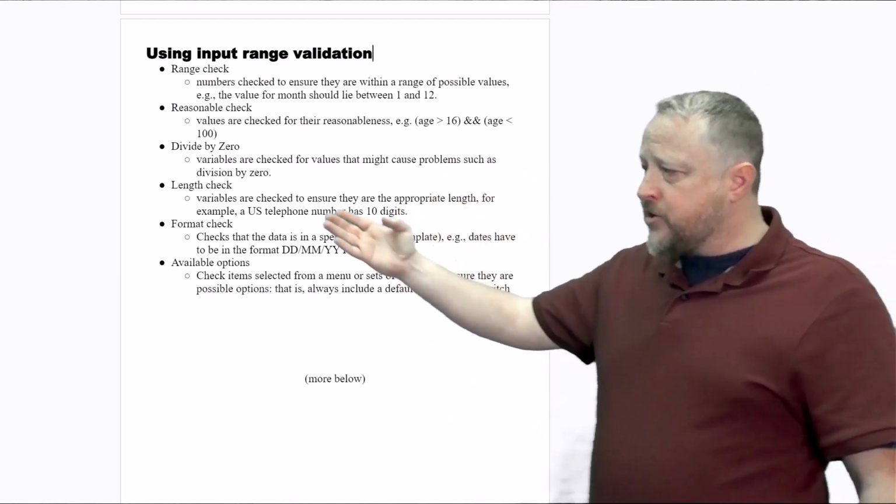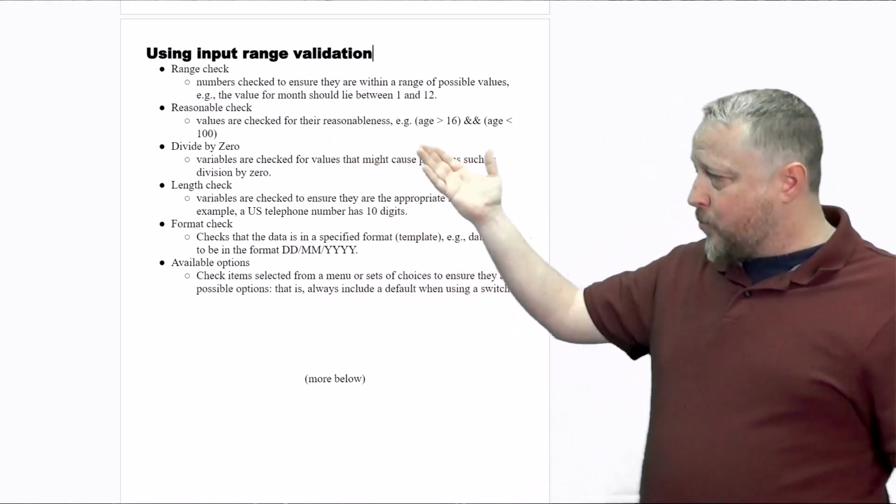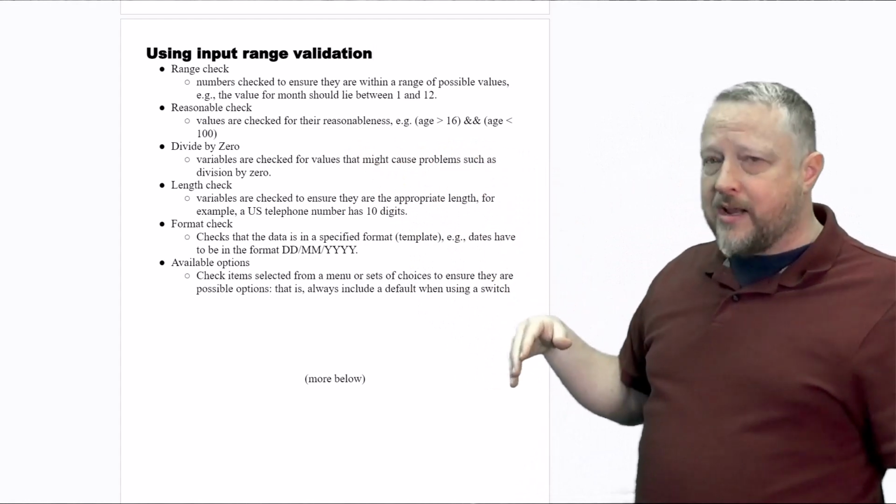We have a reasonability check. We talked about this: greater than 16, less than 100. I'm not sure exactly what that application was, but still, we need to have some if statements to take care of that with an AND and everything else you already know about.